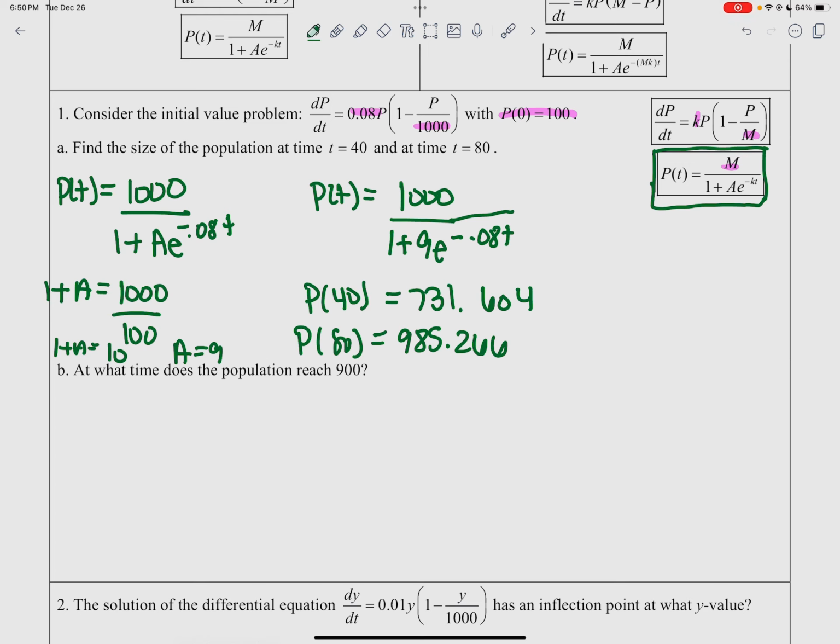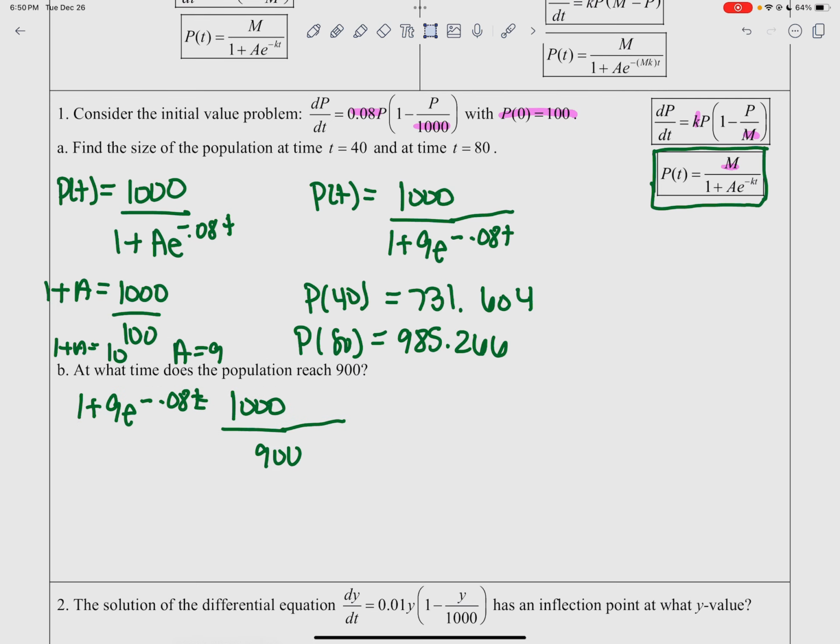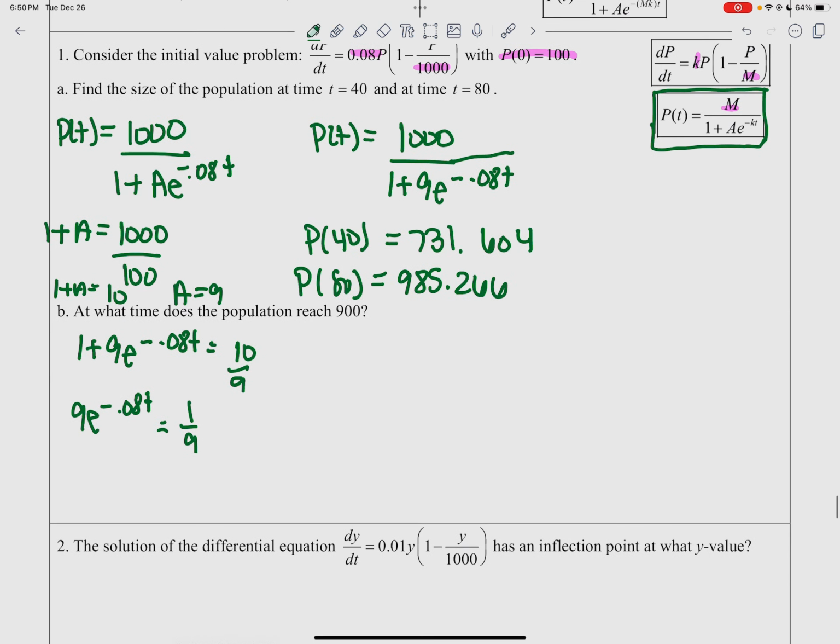Part B says at what time does the population reach 900? So you're going to use the equation that we found from part A and then set it equal to, plot twist, 900. I'm going to flip-flop my denominator and my 900 so that I have 1,000 over 900, which eventually turns into 10 ninths. I'm going to subtract 1, and I'm also going to make it pretty. So 10 ninths minus 1 is the same thing as 1 ninth. I'm going to divide by 9 now.